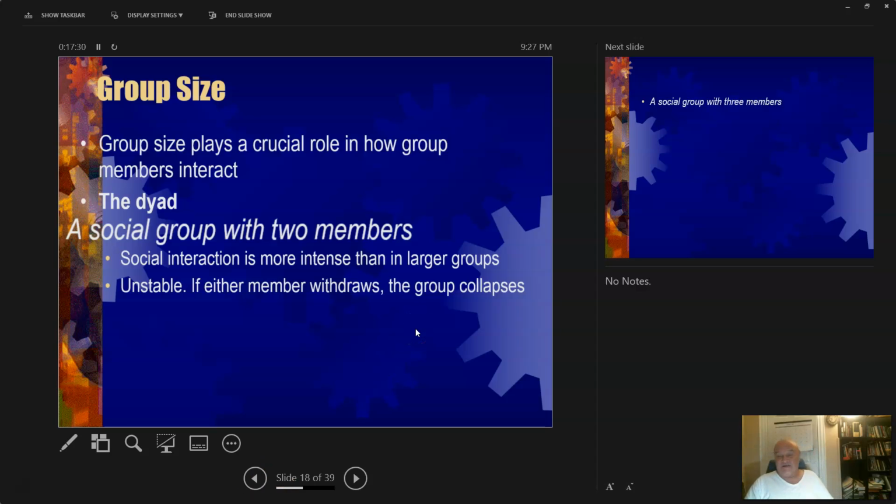Group size has an effect. Group size plays a crucial role in how group members interact. The smallest group we have is a dyad. It's got two members. It's unstable. If one of the members withdraws, the group collapses.